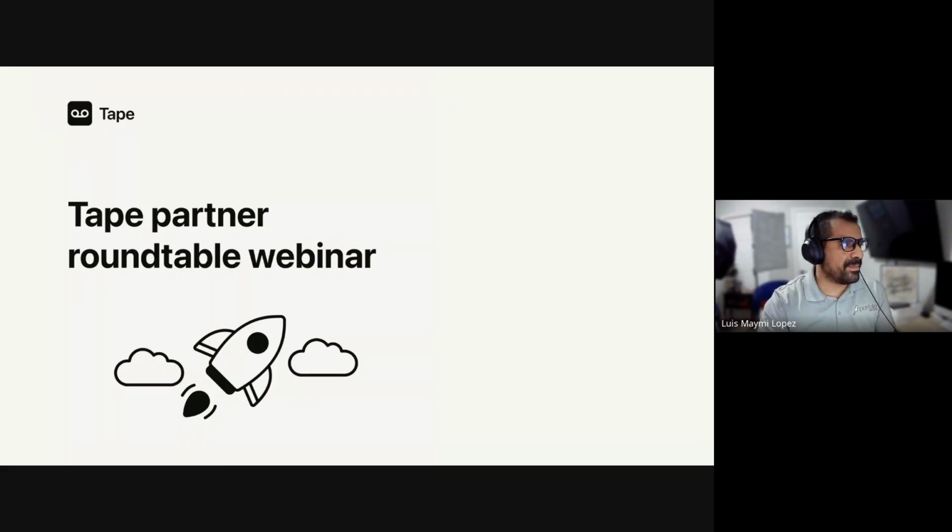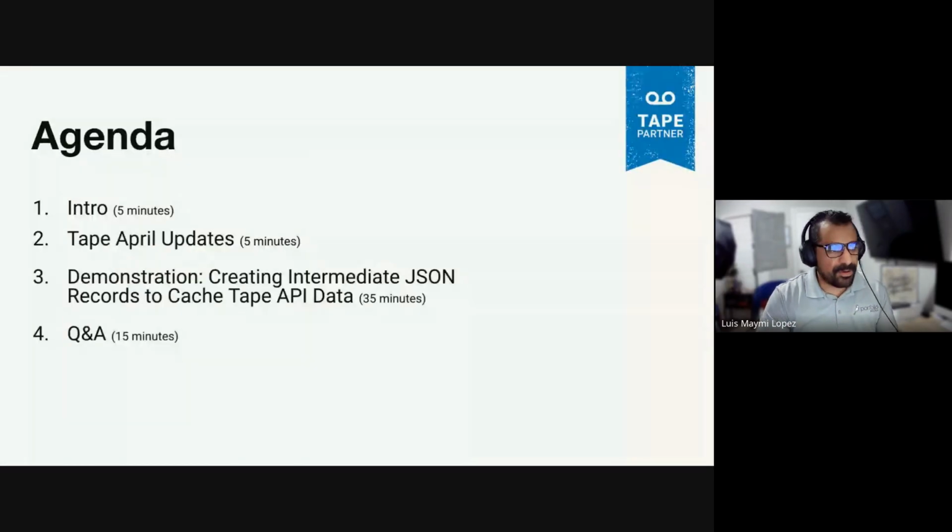But like always, before we begin, we're gonna go over the agenda. It's very simple: the introduction, and then the Tape April updates from the Tape team. Very excited about that. A lot of stuff happening there. Then I'm gonna do the demonstration on how to create the intermediate JSON records and how to cache the API data. So, Tape team, we're very excited. What do you got for us?